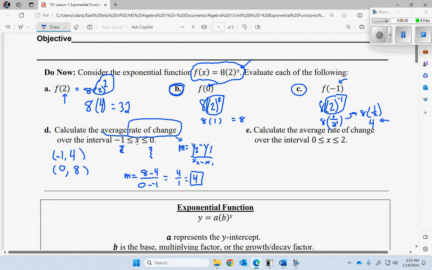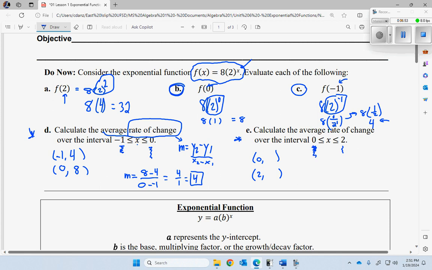So let's calculate the average rate of change from 0 to 2. That means one of our points has an x value of 0 and the other point has an x value of 2. This do now is probably one of the most important do nows for future lessons in this unit and the next unit and the next unit. Please know that this average rate of change is very dominant on the Regents exam. We have to be able to find an average rate of change.